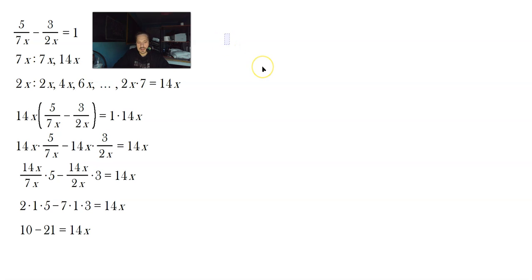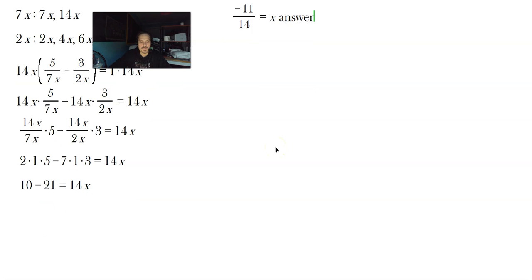Yeah, so that's going to give you a difference now of negative 11 is equal to 14x. 10 minus 21 is negative 11. And then just divide lastly by 14. So it's going to give you negative 11 divided by 14 is equal to x. And that's it. That's the answer. X equals negative 11 over 14. All right, let's move on.